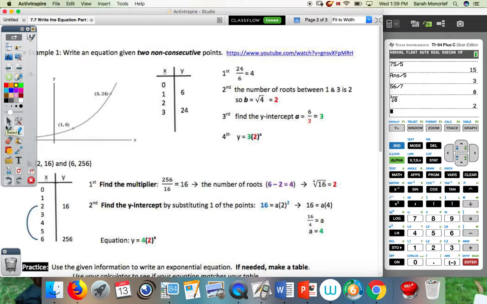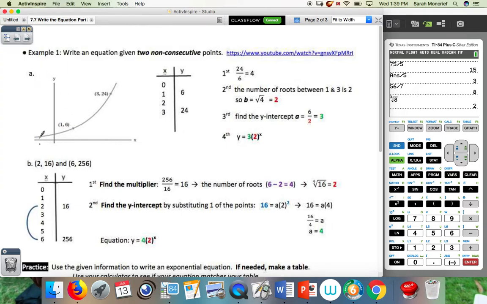All right, and let's look at a couple more examples. So example 1 says, write an equation given 2 non-consecutive points. So let's look at the first one, example 1a. Let me get back to the pen and hide this. So we were given this exponential function with the points 1, 6, and 3, 24. We even have a lovely table filled in. So let's talk about the steps we're going to take to get there.